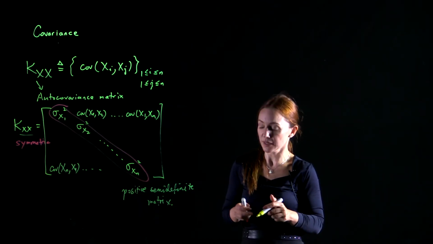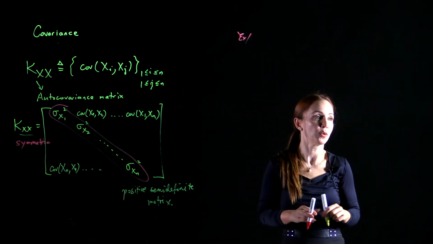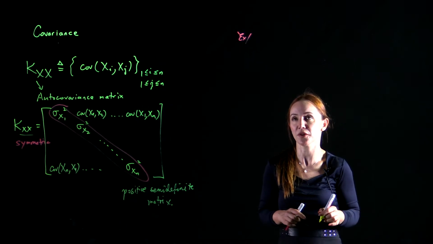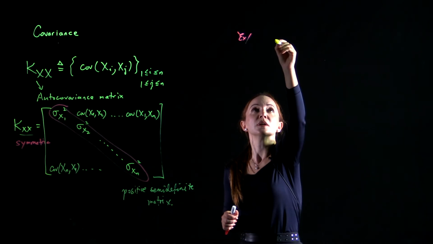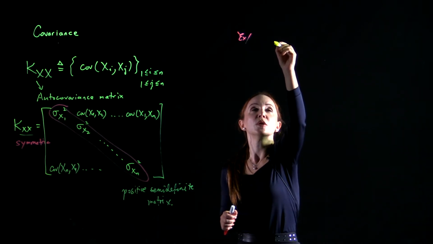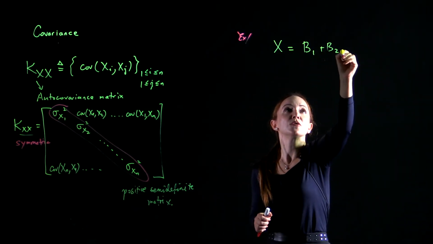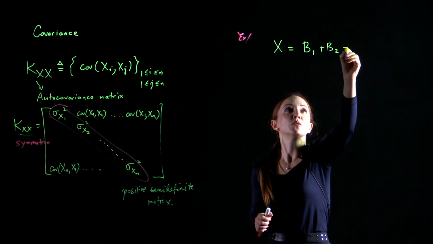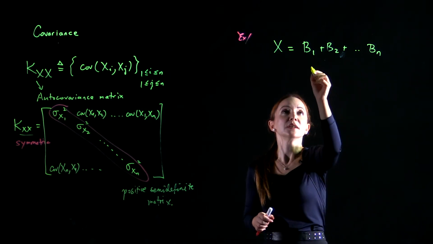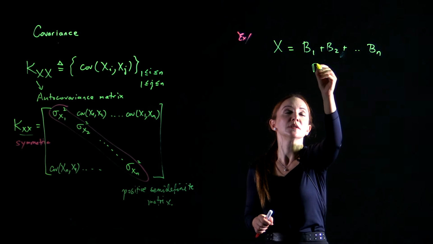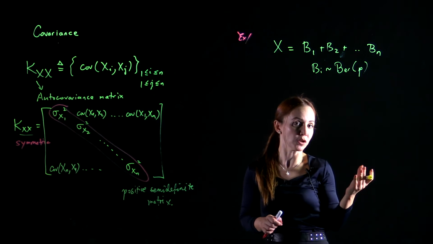Now, let's see an example of uncorrelated random variables and computing expectation and variance. Very simple example. Suppose a random variable x is defined as the sum of random variables b1 through bn, and each of these bi's are Bernoulli with parameter p, and they're uncorrelated.